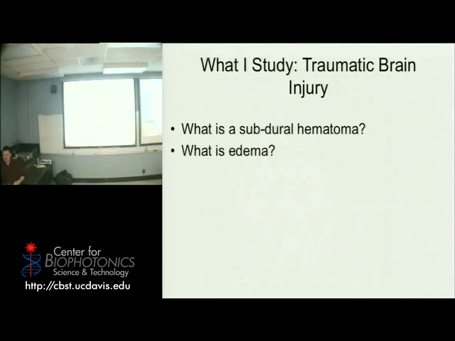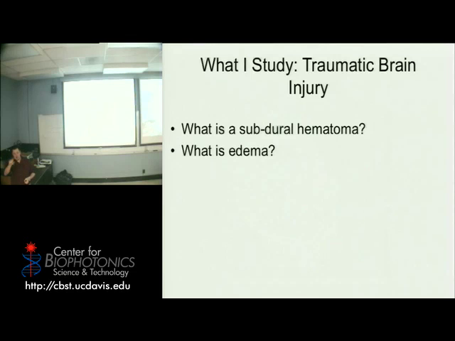How about a subdural hematoma? Does anybody know what that is? Does anybody know what the dura is? Okay, cool. So you have a brain, you have your skull. And then there's these meninges. It's kind of like this protective layer that goes around the brain. So the pia is this really thin matter that's right on top of the brain.